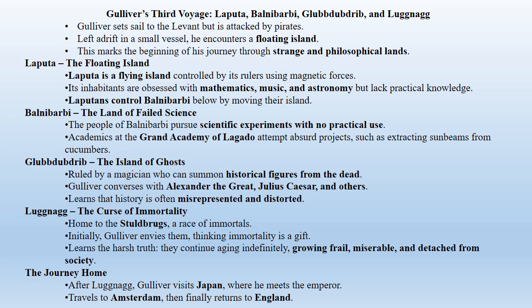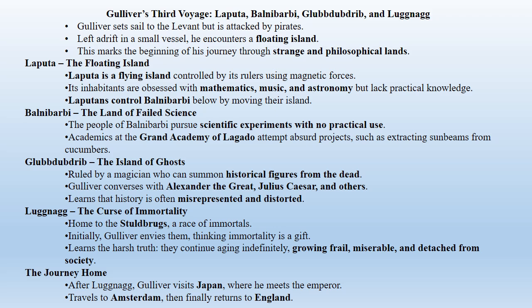Next, Gulliver arrives in Lugnag, where he meets the Stuldrugs, a race of people who are born with immortality. At first, he thinks they are lucky, but he soon realizes that they are miserable. Instead of staying young forever, they continue to age, growing weaker and more unhappy as time passes.